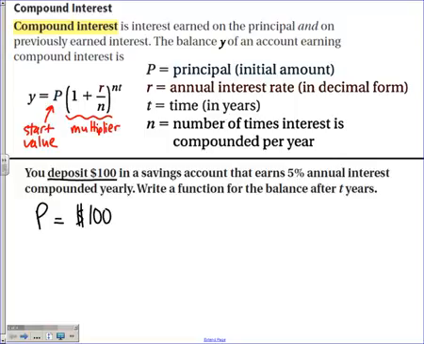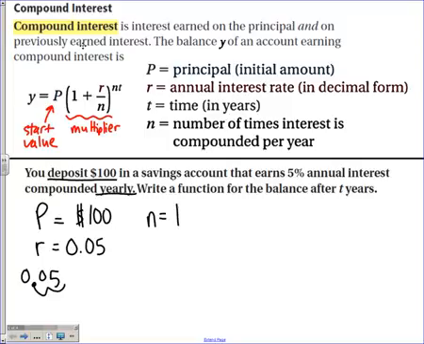The next thing we know, r, is our interest rate. I'm going to take my 5% and move that decimal point 2 places back so I can write it as a decimal. So r is equal to 0.05. The next thing I know is how often the interest is compounded or calculated. Here it says compounded yearly, so n is 1 time per year. We're not given how many years, so t is just going to stay as a variable here. We don't actually have a number.